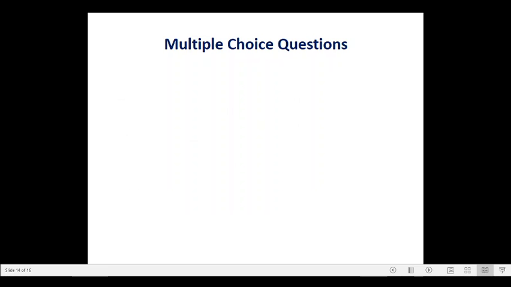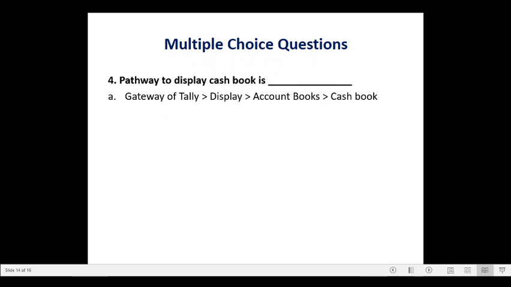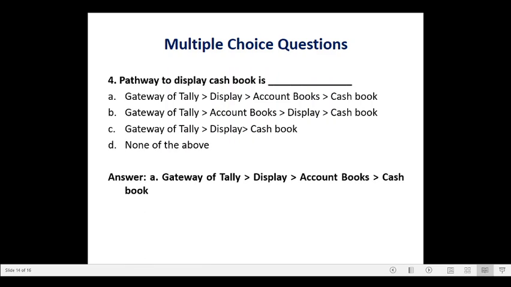Question number 4. Pathway to display the cash book. Gateway of Tally, display account book, cash book. Option B, Gateway of Tally, account books, display cash book. Gateway of Tally, display cash book. None of the above. The answer is Gateway of Tally, display account books and under that, cash book.